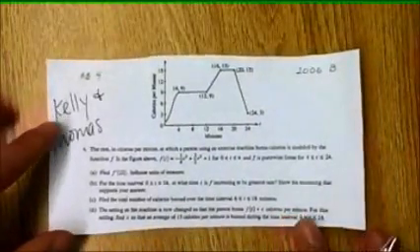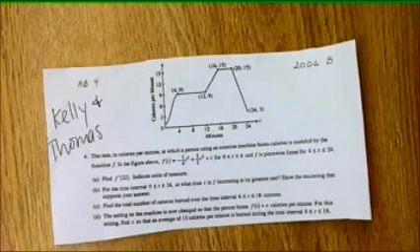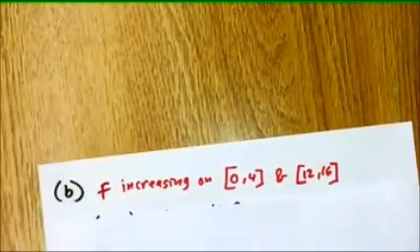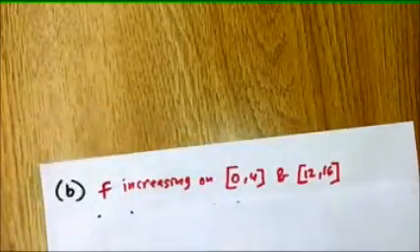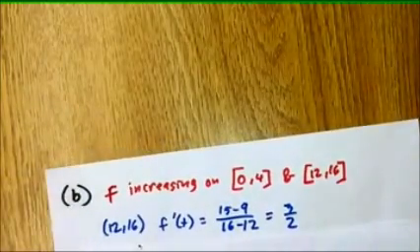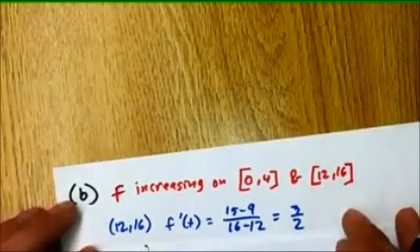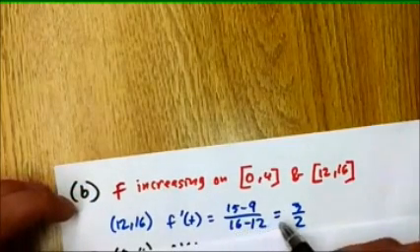Okay, so now for letter B, for the time interval 0 is less than or equal to t, which is less than or equal to 24, at what time t is f increasing at its greatest rate? Show the reasoning that supports your answer. Okay, so f is increasing on the closed interval from 0 to 4 and 12 to 16. So right here and right here. Because f has a constant slope from 12 to 16, we could just use the definition. So 15 minus 9 over 16 minus 12 equals 3 over 2.